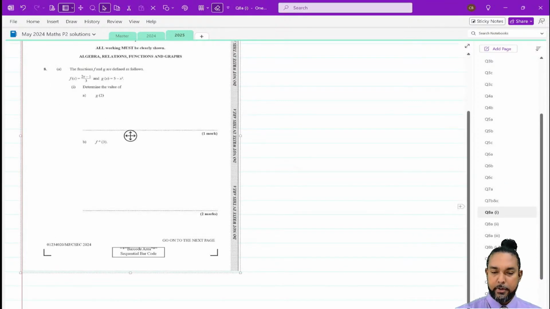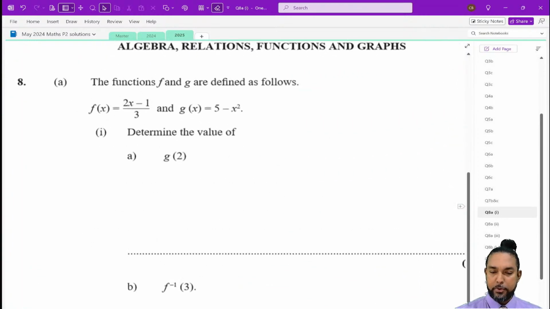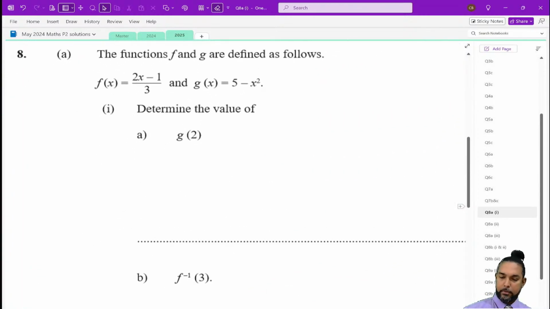All right, I'm going to zoom in here. Right, so those who know how to do functions, go ahead. Those who don't, just hold on a second. Right, so with functions it's some basic substitution. So for g of 2, you're going to sub 2 into the function g, where we have x. For f inverse of 3, put 2x minus 1 over 3 equal to 3 and solve for x.